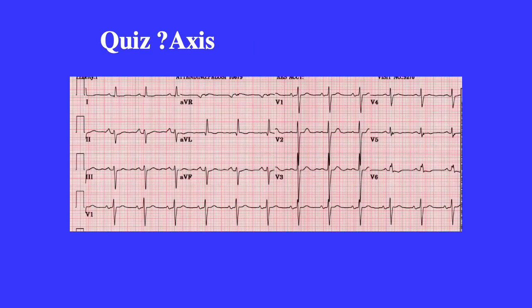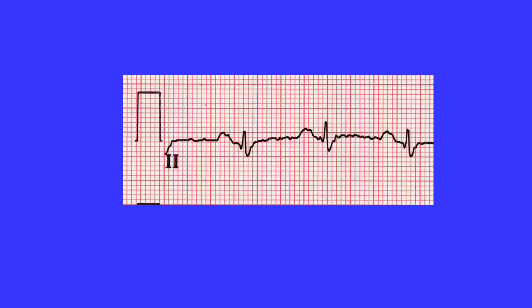What is the axis in this patient? You may hit pause to interpret. So this patient has left axis deviation. Limb lead 1 and AVL, which are towards the left, are upright, and limb lead 2 and 3, which are towards the bottom, are negative, confirming left axis deviation.